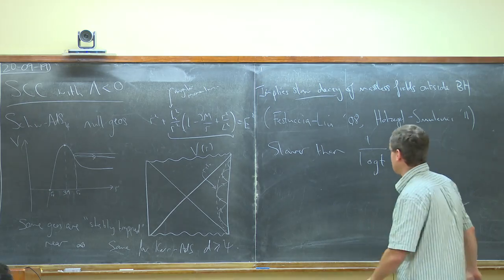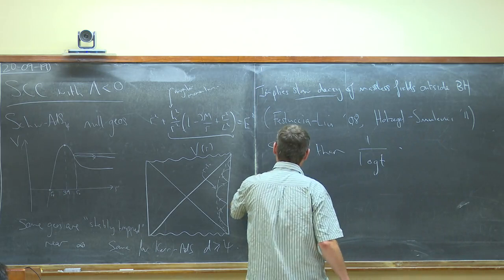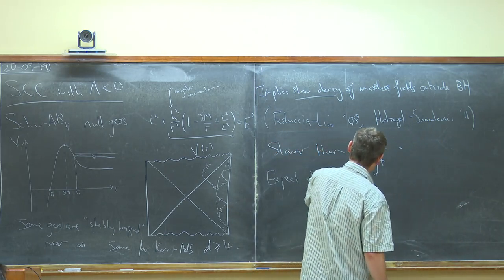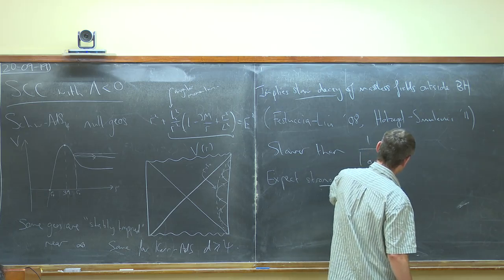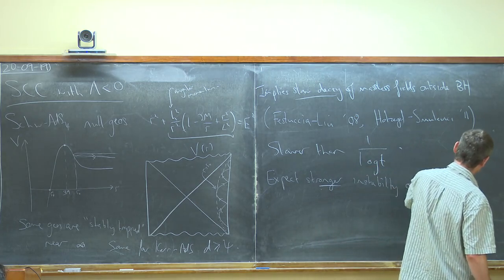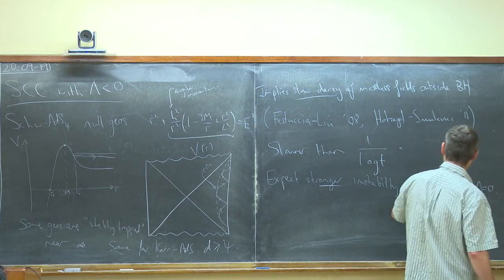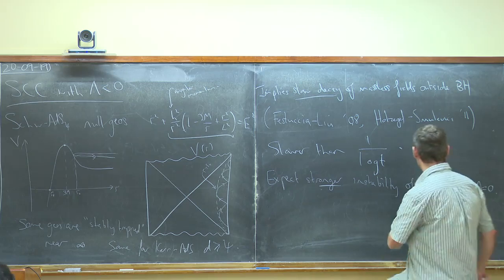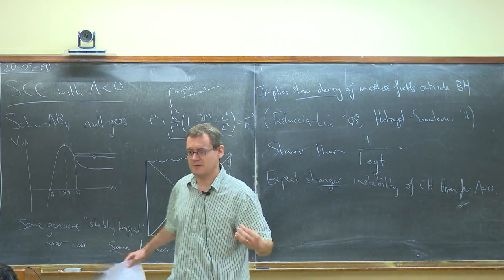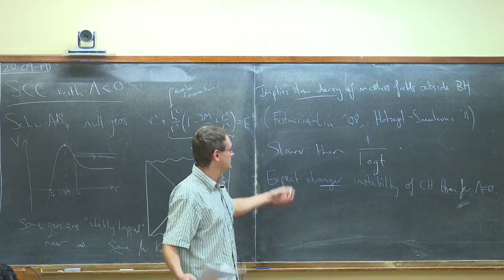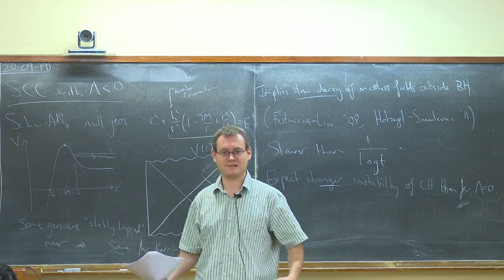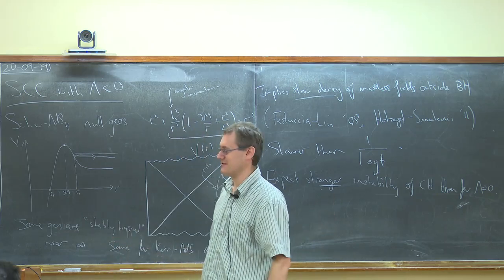So this means that we expect a stronger instability at the Cauchy horizon. Okay, so it's going to be stronger than when lambda is 0. And we know that when lambda is 0, strong cosmic censorship is respected. And so this is why it's generally believed that for negative lambda, strong cosmic censorship is going to be even more respected. Okay, so it's even more likely to be true.